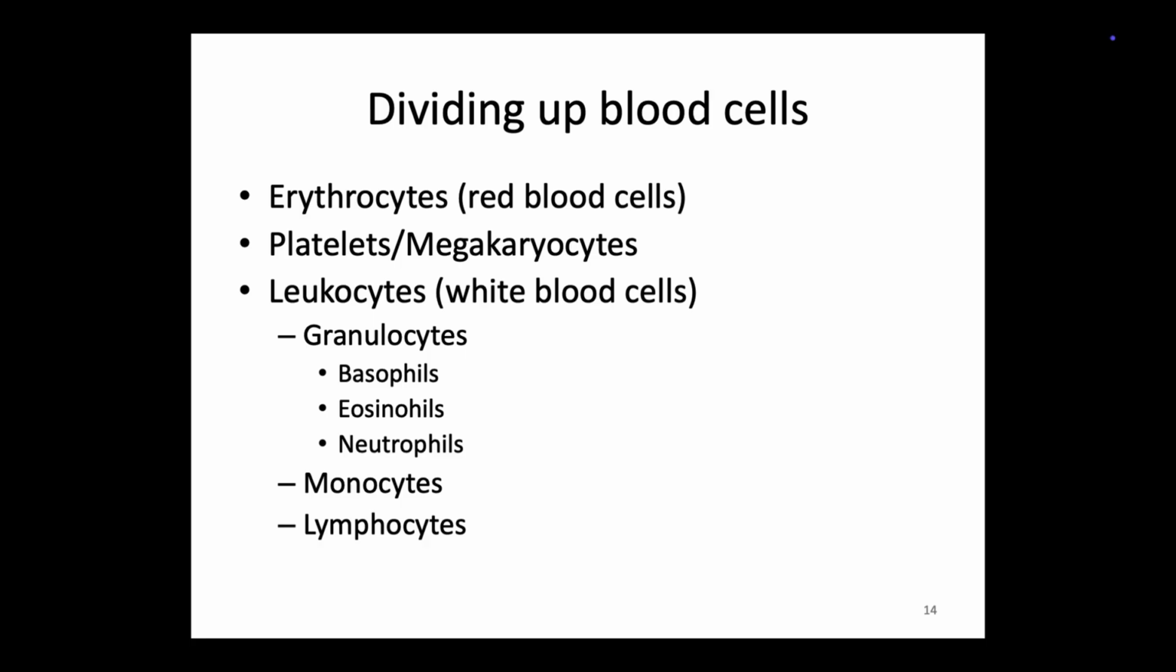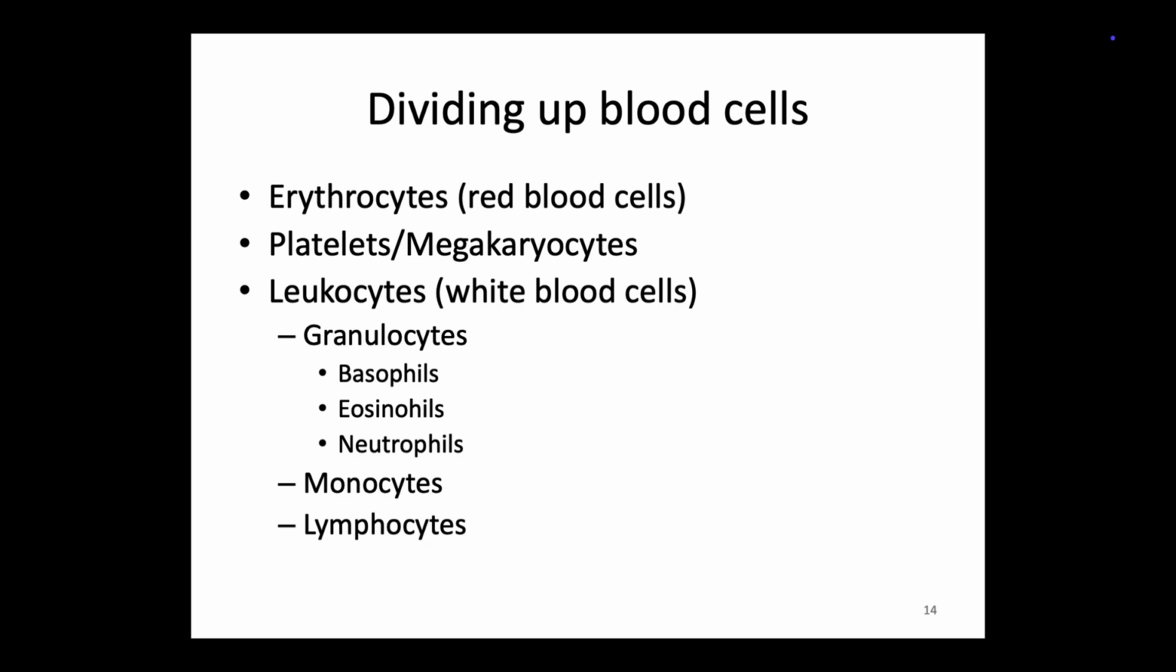And the leukocytes are white blood cells. If you look at blood under a microscope, mostly all you see are red blood cells, and you'll see one little white blood cell here and there. They're way more rare. And leukocyte is a broad term that means all white blood cells.